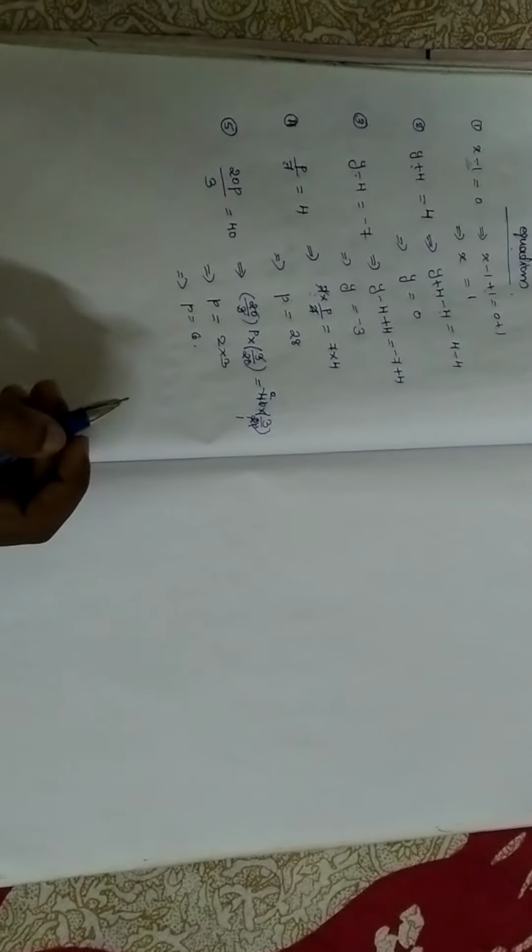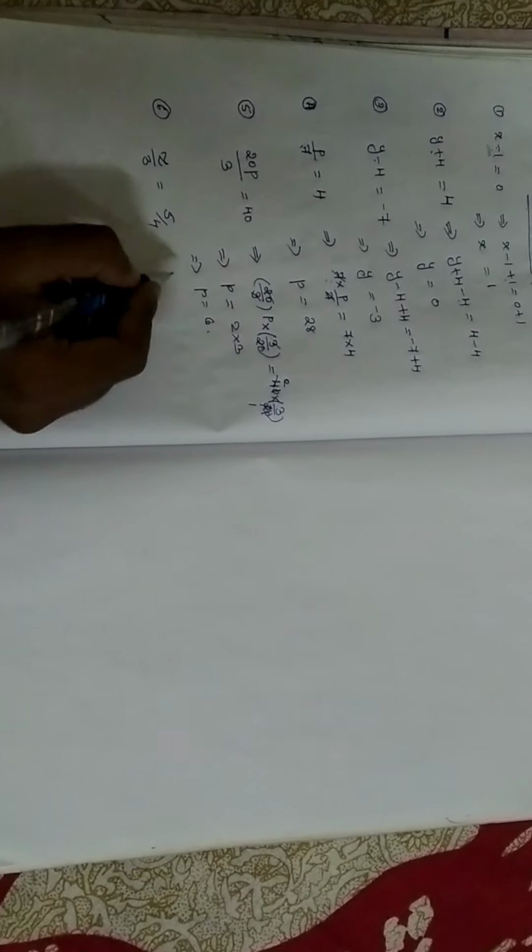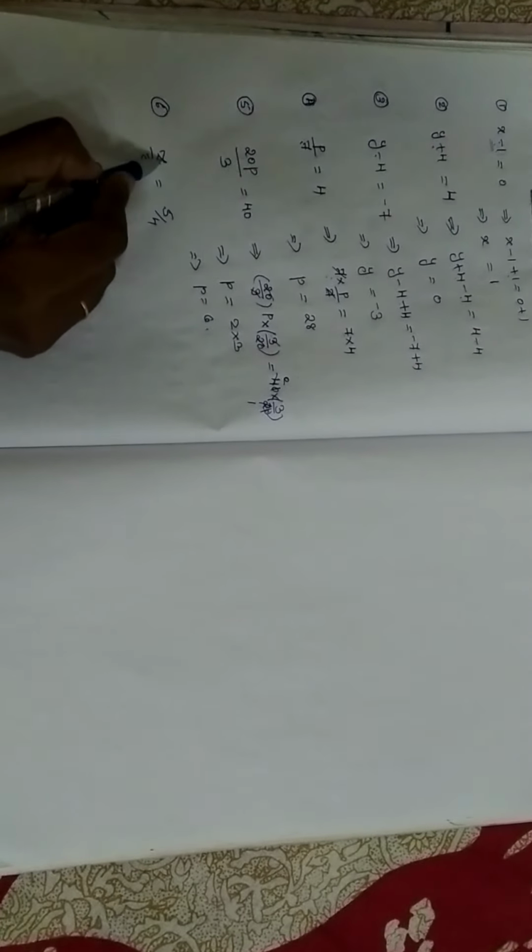Sixth one, z by 3 is equal to 5 by 4. Here the variable is z, the coefficient is 1 by 3. So here it is division, so we take multiplication. 3 into z by 3 is equal to 3 into 5 by 4. That is, 3 and 3 cancelled. z is equal to 15 by 4.